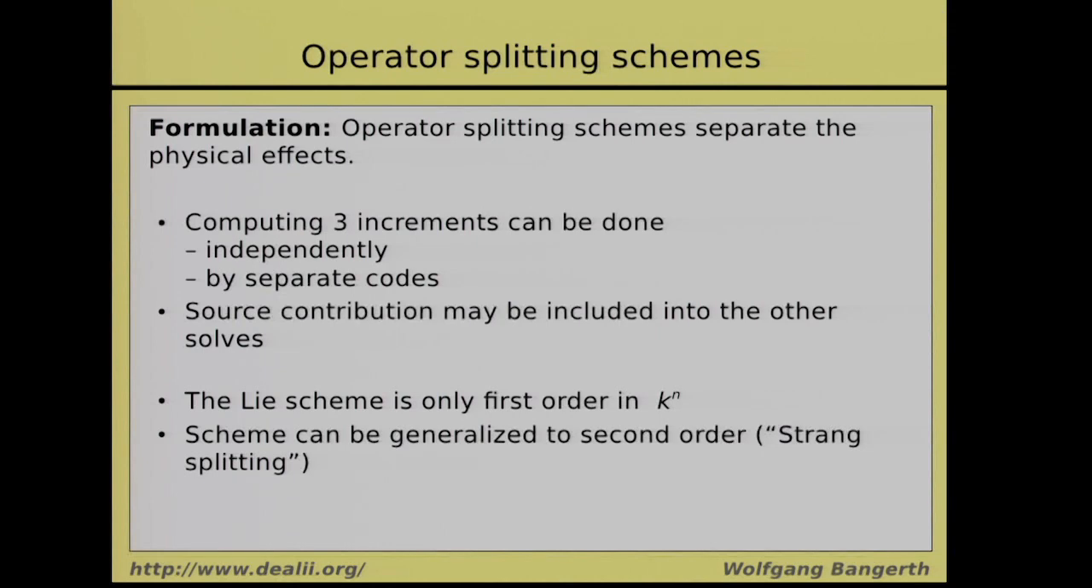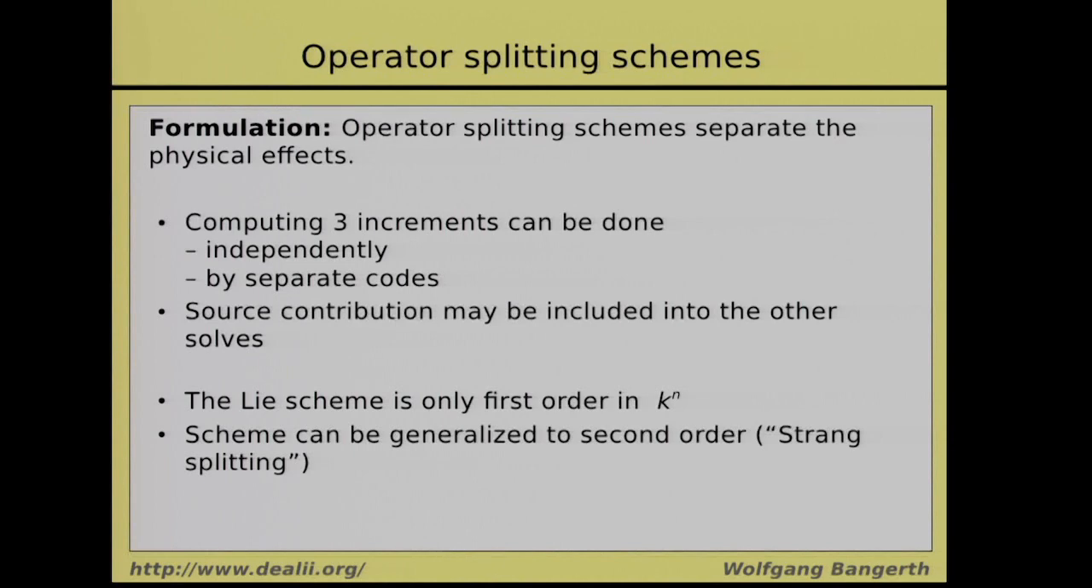And so if I want to look at this, I can do these 3 increments independently. I can't do them concurrently anymore. I have to wait until the previous step is done. But I can still do it with separate codes, for example. And as before, if I want to, I can put the source effect into one of the first 2 steps, and that works. So the Lie scheme is only first order accurate in the time step size. And that often limits the accuracy that I can get out of this scheme.